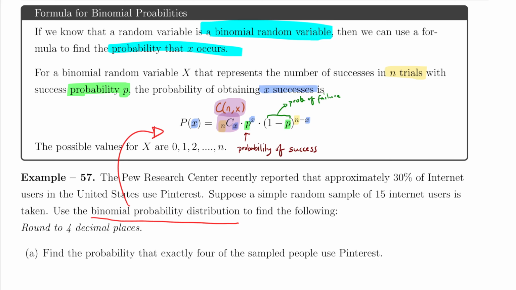Could you pause the video now and, off to the side, try to label what is n in this case? What's the probability that somebody's a Pinterest user? That's p. What is x in this case? So take a moment, pause the video, label, read through it again. What's n in this case? What's p and what's x? Unpause to check your work.